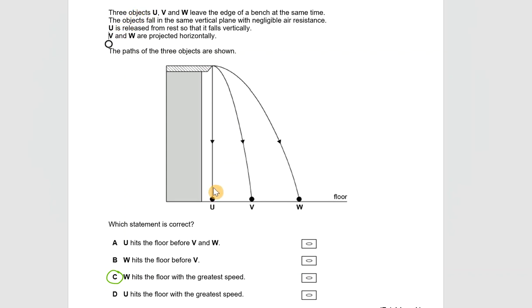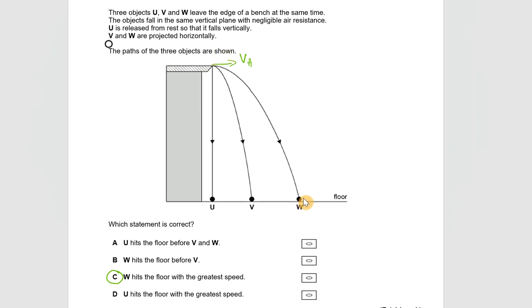Three objects, U, V and W, leave the edge of a bench at the same time. The objects fall in the same vertical plane with negligible air resistance. U is released from rest, so it falls vertically. V and W are projected horizontally, so V and W both have some sort of horizontal component of velocity. The paths of the three objects are shown.